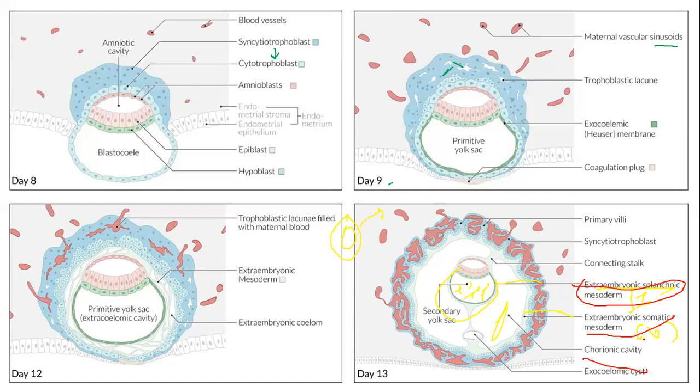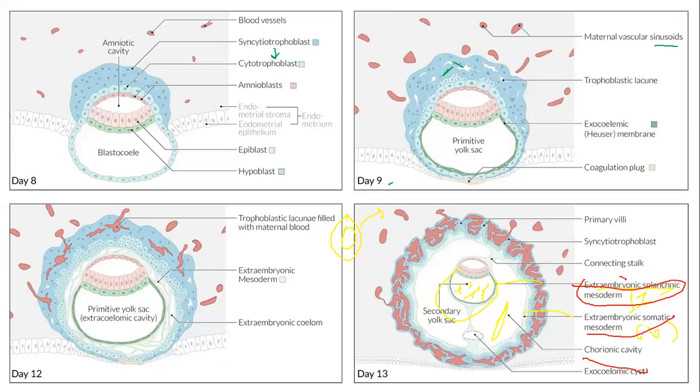Okay, so just remember this thing, from where the chorionic cavity is developed. So now we call it a chorionic cavity. The outer layer of extraembryonic splanchnic mesoderm, along with the cytotrophoblast and the syncytiotrophoblast, all layered together, is referred to as the chorionic plate. So, what are the things present in the chorionic plate? Might come in the MCQ.